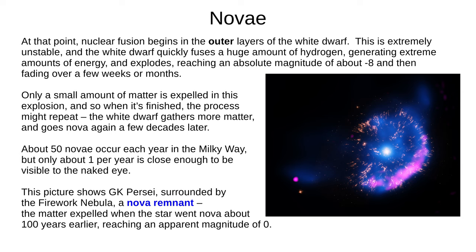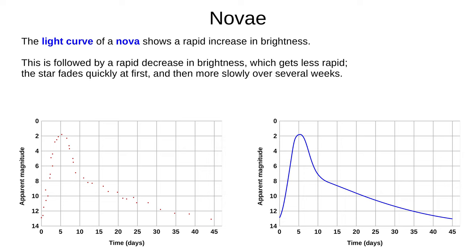The hot matter released by a nova forms a nova remnant. This gas shines from its own heat and from the radiation of the binary stars. As it expands, it cools, eventually fading from view. Here you can see the binary system GK Persei surrounded by its nova remnant, the Firework Nebula. GK Persei exploded about 1,600 years ago, and the nova was seen on Earth in 1901 at a maximum apparent magnitude of zero. This is the typical light curve of a nova. Brightness increases rapidly, peaks, then decreases, quickly at first, then more slowly over several weeks.